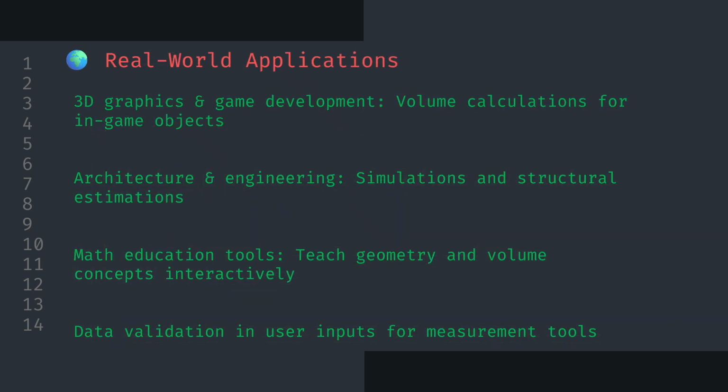So why does this matter? Volume calculations like this one are used across many fields. In game development, they help with modeling realistic 3D objects. In architecture and construction, they are used in planning and simulations. And in math education, they form the basis of interactive tools that make learning fun. Understanding this logic sets a foundation for far more advanced geometry-based programming.